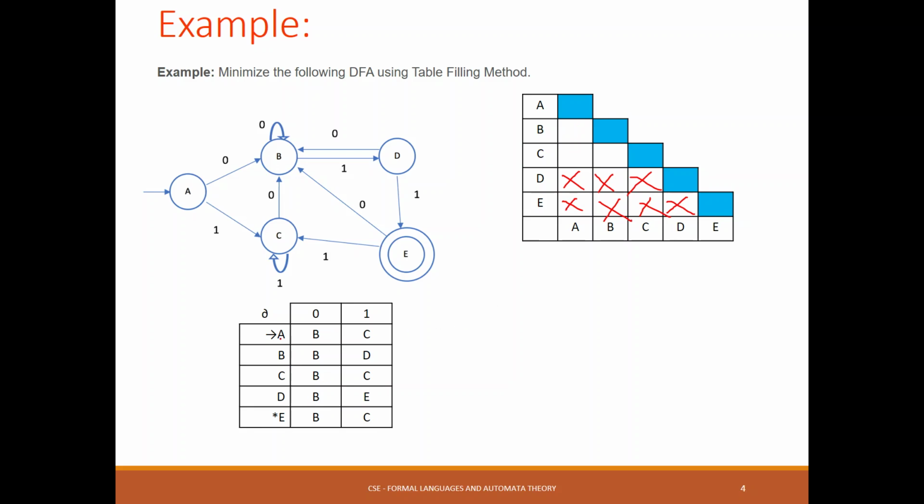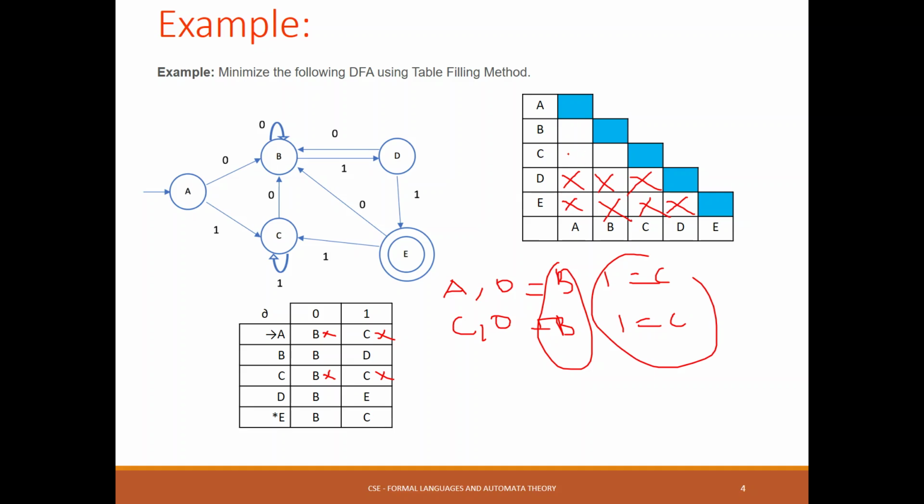B, there is no such cell. A comma 1 is C and C comma 1 is C, so we will not be getting the answer, since it is the same cells we will try to skip. Now consider A comma 0, C comma 0. A comma 0 is B and C comma 0 is also B. There is no such cell, so we can skip. Regarding A comma 1, the answer is C, and C comma 1, the answer is C. There is no such cell, so we will not mark this cell. Okay. Likewise, you have to go to other cells.